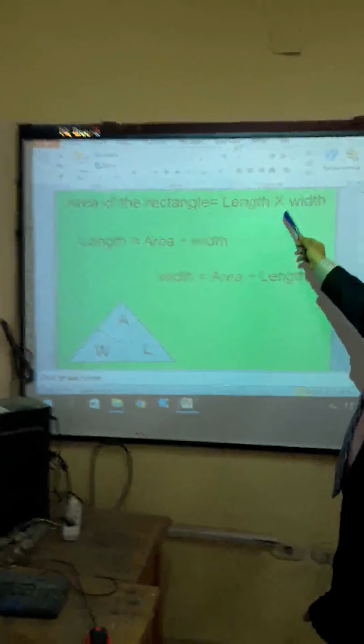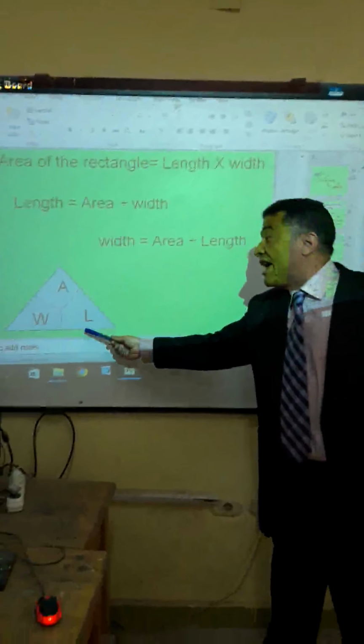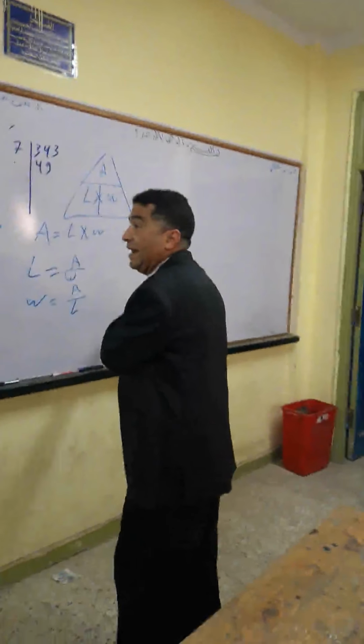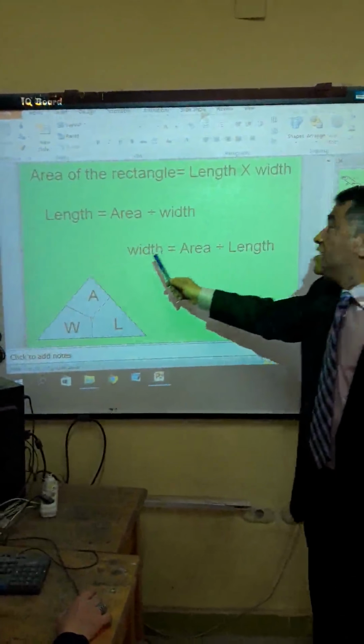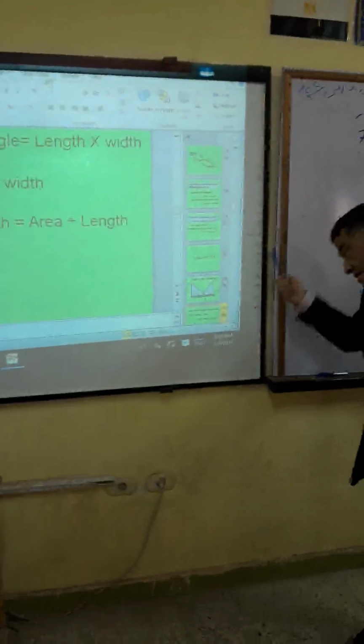Area of rectangle is length times width. This is the magic triangle that we explained here. Length equals area divided by width. Width equals area divided by length. Next.